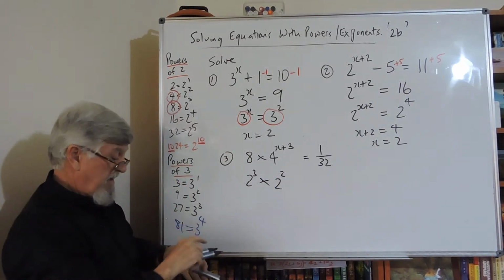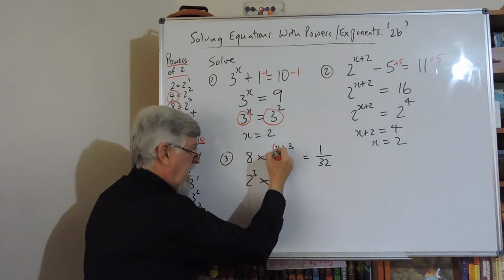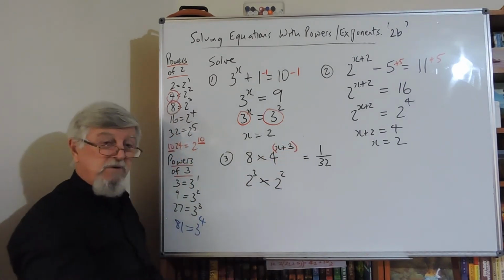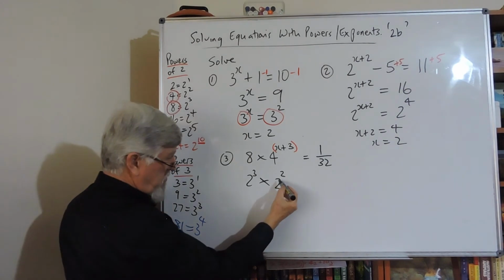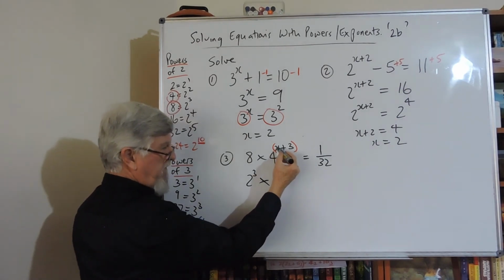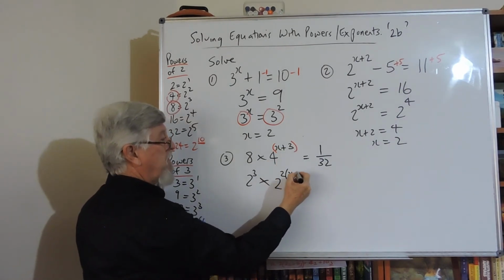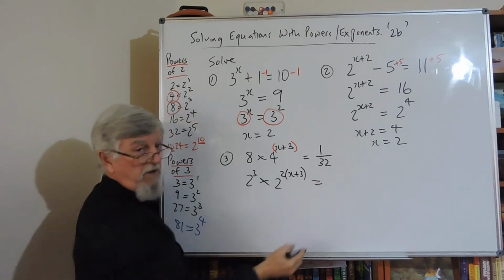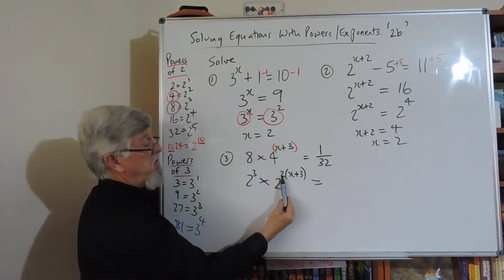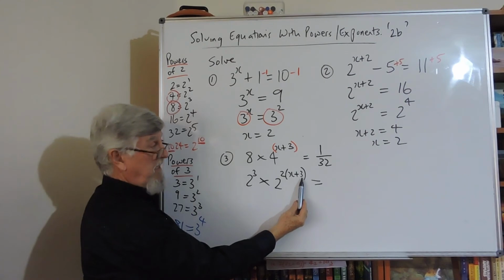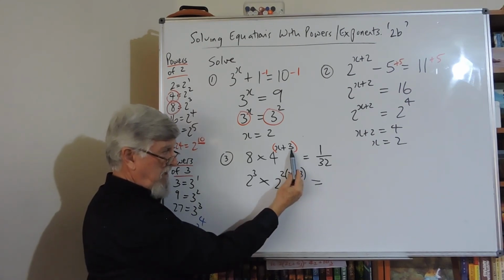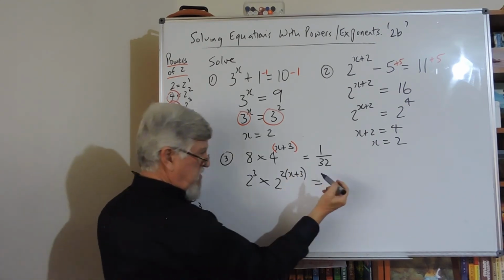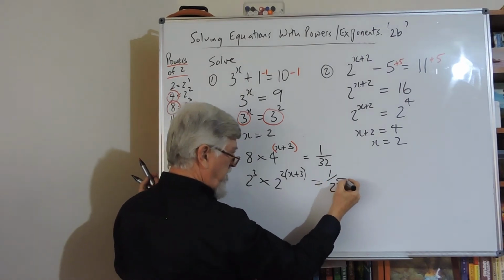And remember that this x plus 4 really has a bracket around it. Mathematically has a bracket around it. So when I go 2 to the power of x plus 3, it has that bracket around it. And what that bracket means is that when you multiply this 2, that 3 is going to become a 6. So it's not going to stay as a 3, it's going to become a 6. So this is 1 on 2 to the 5th power.